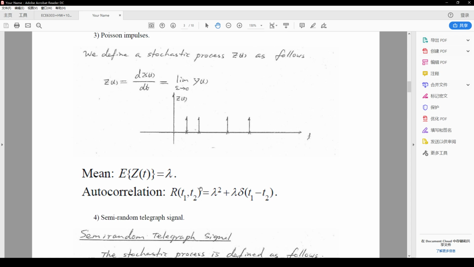So it's easy to understand because Z(t) is impulses, and as we discussed before, the Poisson impulses part is just similar to the Poisson increment part. So the autocorrelation part will be a triangle with epsilon equal to 0.